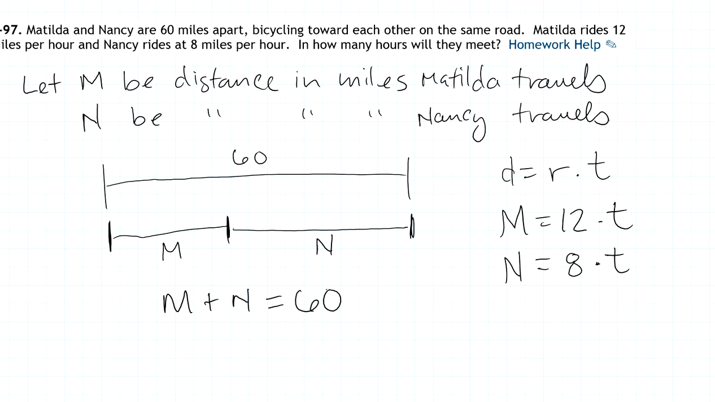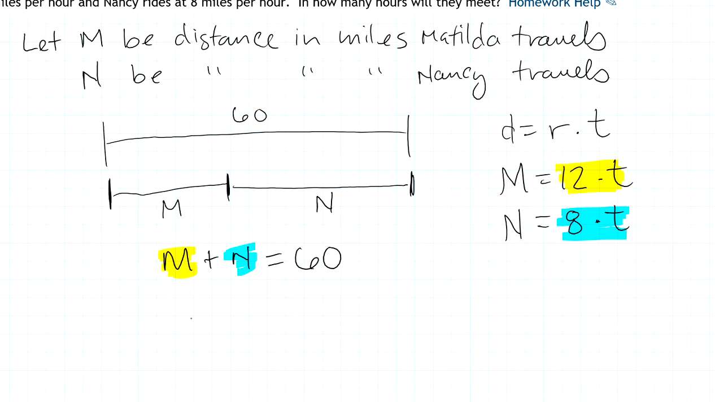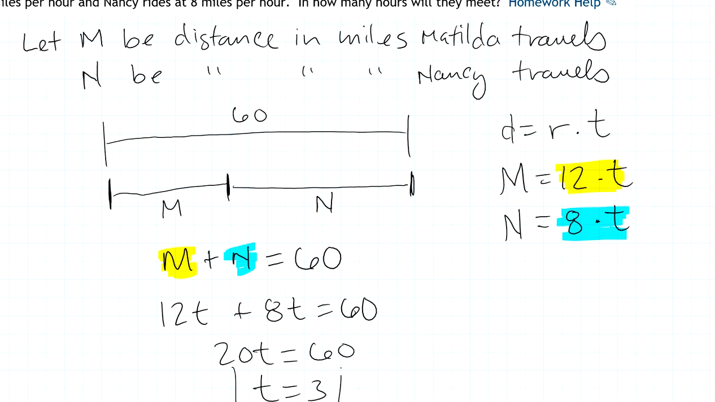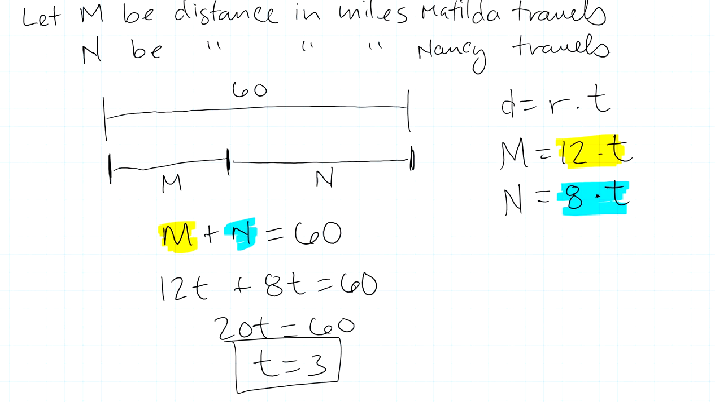And also, this is a valid substitution for Matilda's distance traveled, and this is a valid substitution for Nancy's distance traveled. So if I plug those in, I get this new equation that only contains t. So I could say that 12 times t plus 8 times t equals 60 miles. 12 and 8 is 20, so 20t equals 60, therefore t has to be 3 hours. So it looks like they'll meet each other in 3 hours.